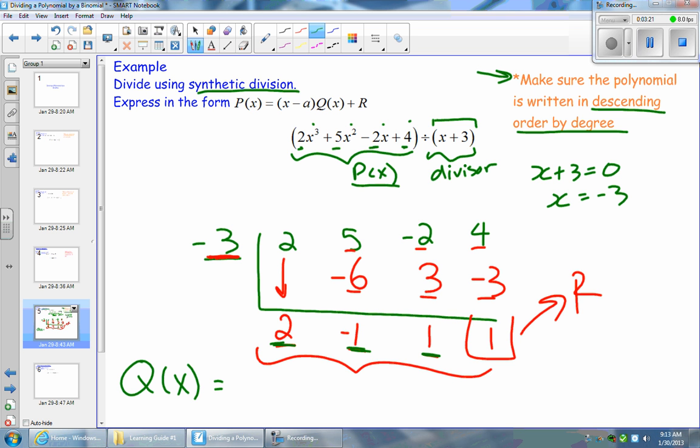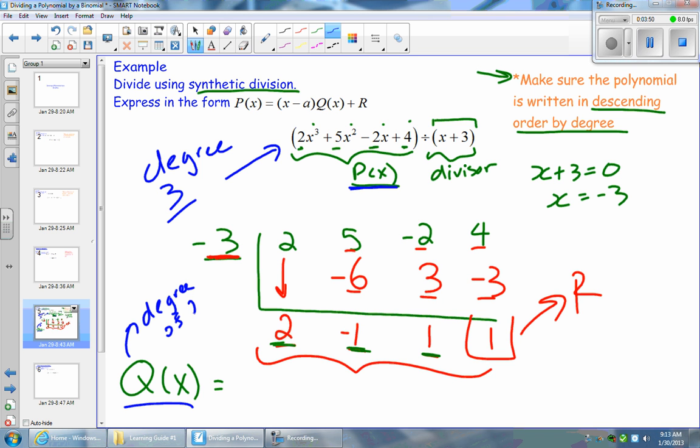But how do we find the powers of each of these terms? Well, take a look at your polynomial. In this case, it's right up here. The degree of this polynomial is a 3, okay? And so the degree of the quotient is going to be one less than the degree of your polynomial. So the degree of our quotient here is going to be a degree of 2. Once we know that, we can write our terms.